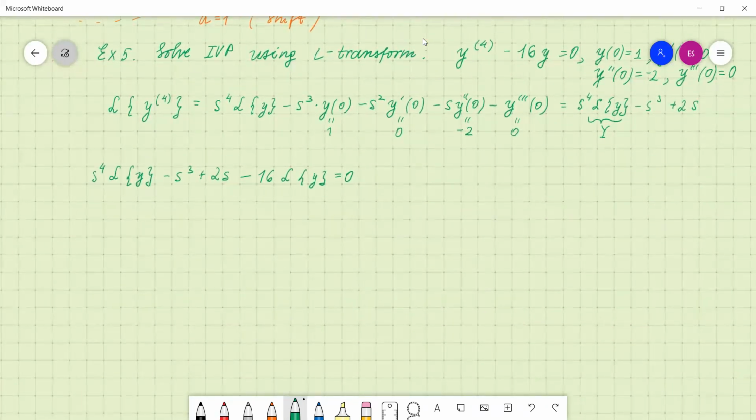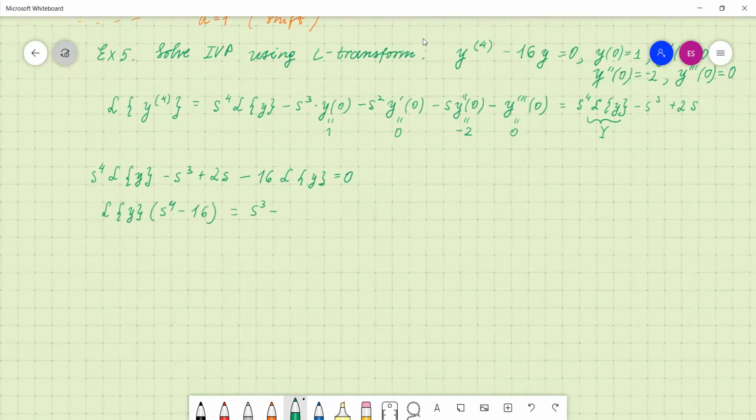Now what I'm going to do is keep all Laplaces on the left side and all variables on the right side, and take this Laplace of y outside of parentheses. So I have s to the power of 4 from this term, and this term is going to produce 16, right? And moving these two terms to the right side is going to give me s cubed minus 2s. The last step left is the Laplace transform of y. We will need to clear it from s. We're going to divide by s to the power of 4 minus 16. So it's s cubed minus 2s divided by s to the power of 4 minus 16.